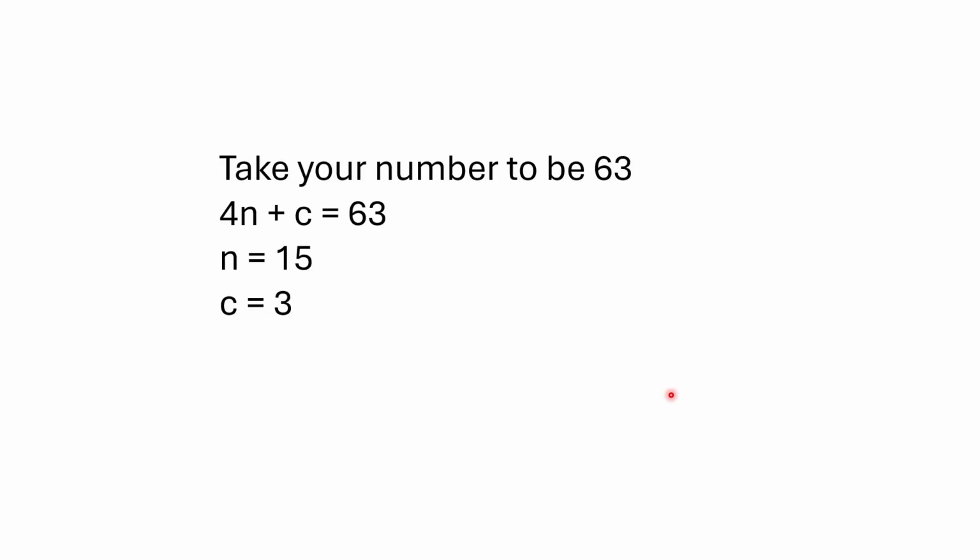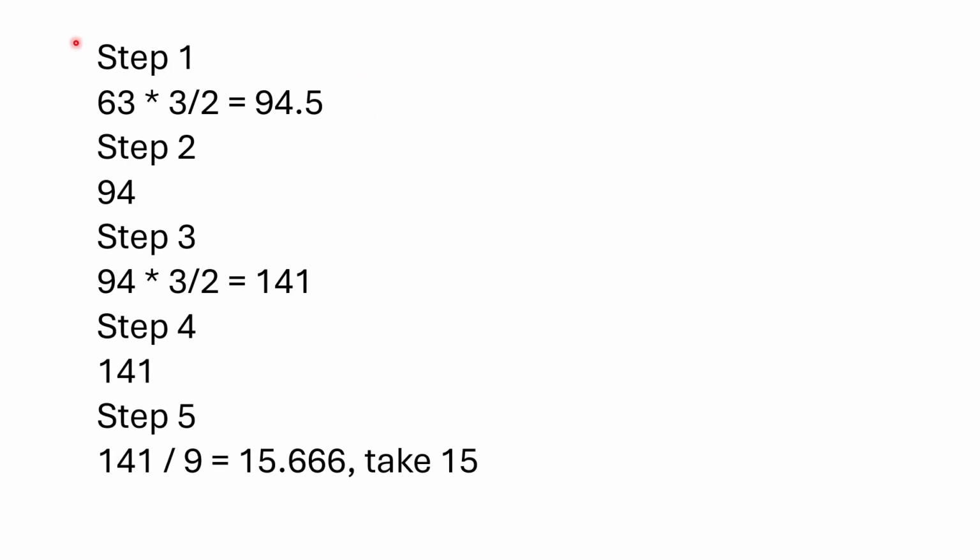Example. So take your number to be 63. So 4n plus some constant equals 63. N equals 15, C equals 3, right? Now, let's apply our steps. Step 1. 63 multiplied by 3 divided by 2. 94.5. Step 2. 94. So we got a decimal in here, and we tell the other person about it.